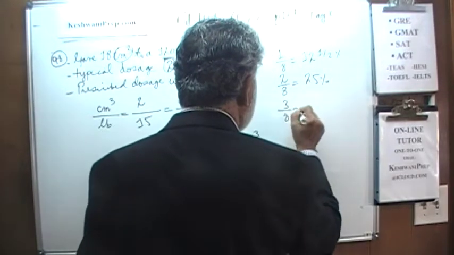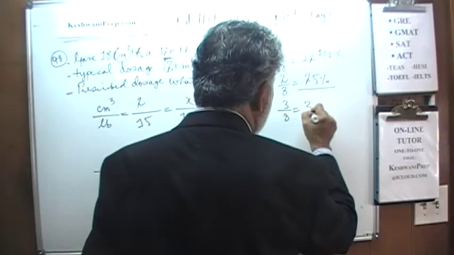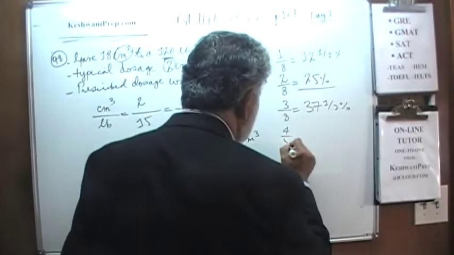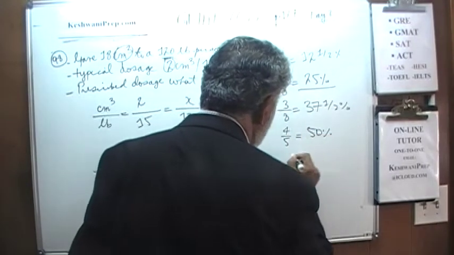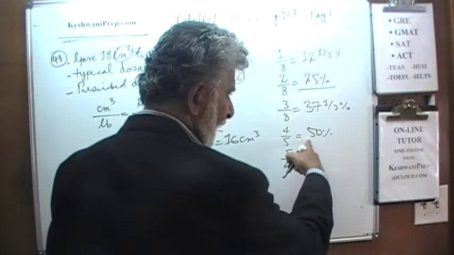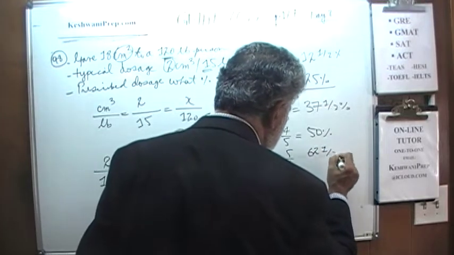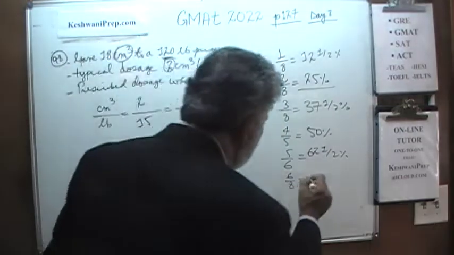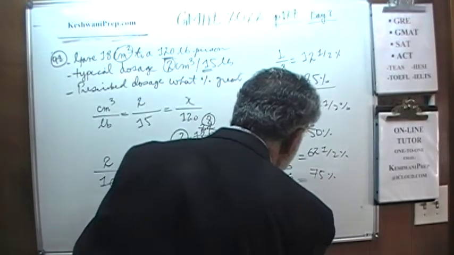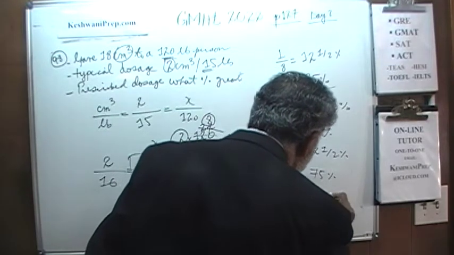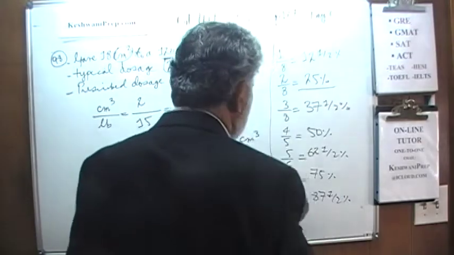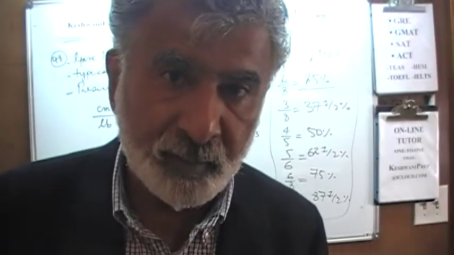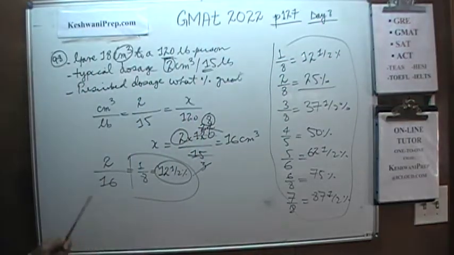Which means 3/8 must be 12.5 plus 25, which is 37.5%. Which means 4/8, which is half, has to be 50%. Which means 5/8, which is 12.5 plus 50, must be 62.5%. And similarly, 6/8, which we know is 3/4, has to be 75%. And therefore 7/8 would have to be 87.5%. As I said, it's not that difficult. There are some basic things that you have to know by heart in the exam to save time. So 1/8 we know is 12.5%.